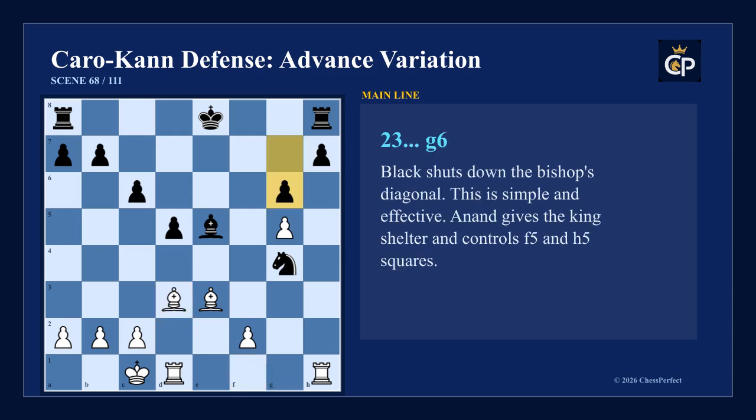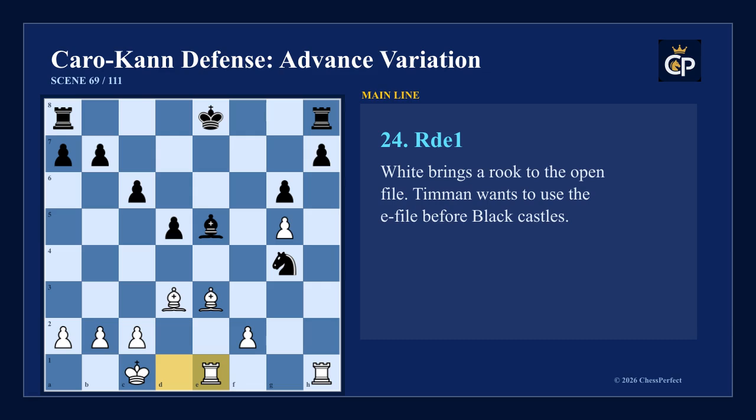g6. Black shuts down the bishop's diagonal. This is simple and effective. Anand gives the king shelter and controls f5 and h5 squares. Rook on the d-file to e1. White brings a rook to the open file. Timman wants to use the e-file before black castles.